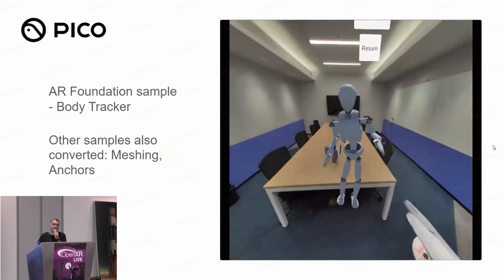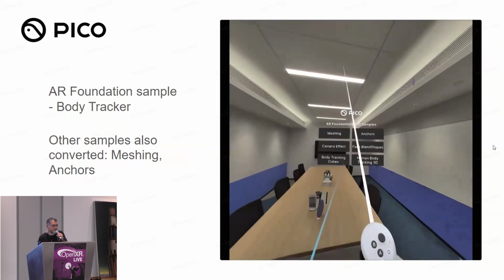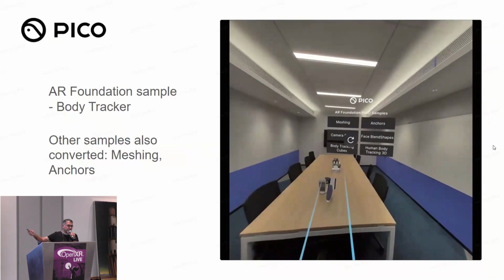We also have other samples converted, which include meshing and anchors. And we basically use the same method to do that. It used, in fact, almost no code changes and just a few config changes to make that work.